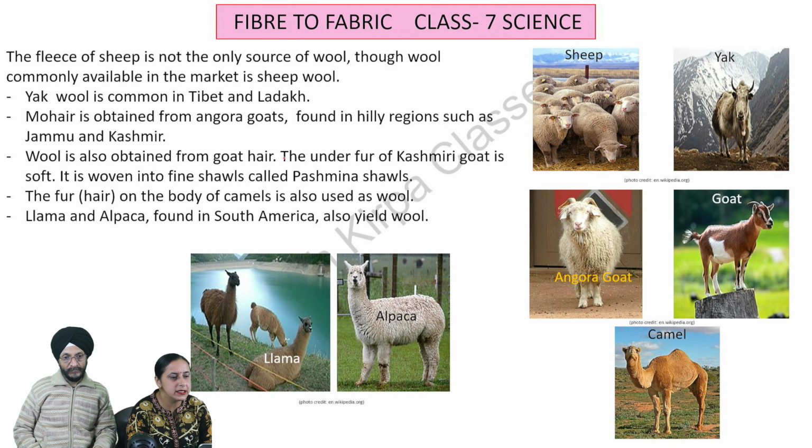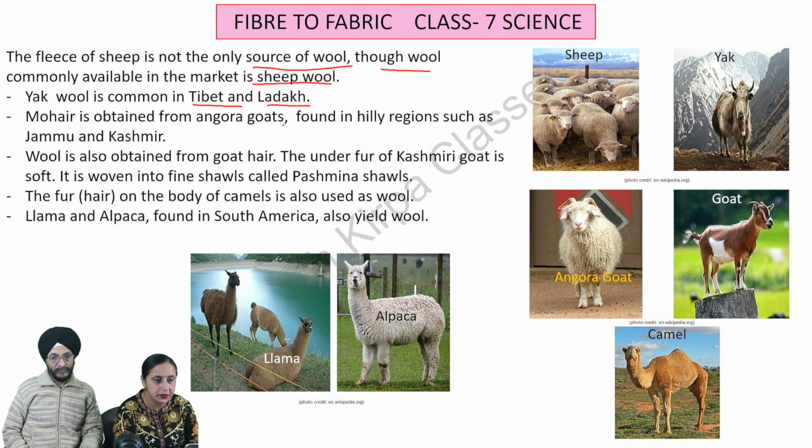The fleece of sheep is not the only source of wool. The wool commonly available in the market is sheep wool. Yak wool is common in Tibet and Ladakh. Mohair is obtained from Angora goats found in hilly regions such as Jammu and Kashmir. Wool is also obtained from goat hair. The underfur of Kashmiri goat is soft. It is woven into fine shawls called pashmina shawls. The fur on the body of camels is also used as wool. Llama and alpaca found in South America also yield wool.